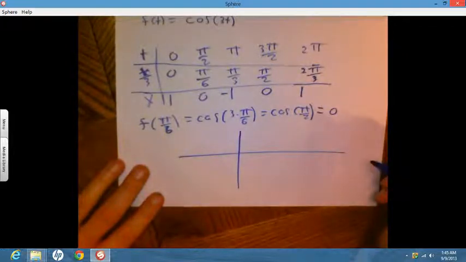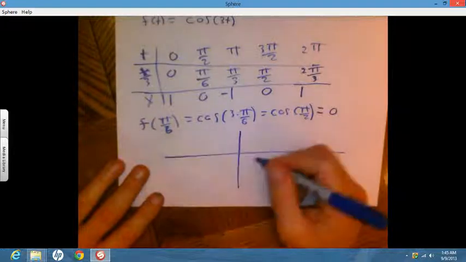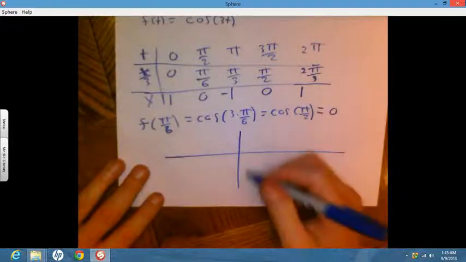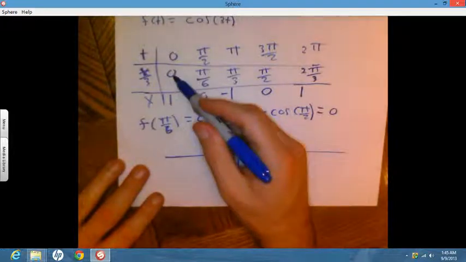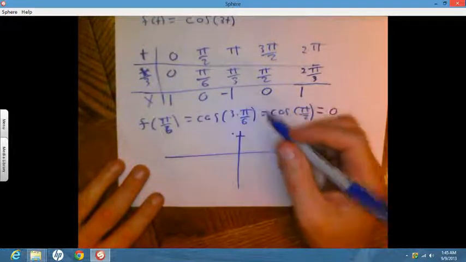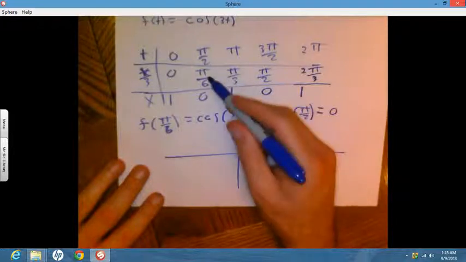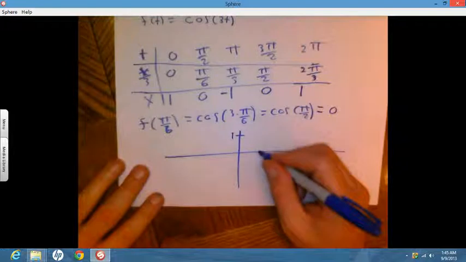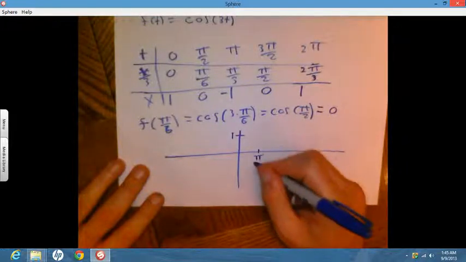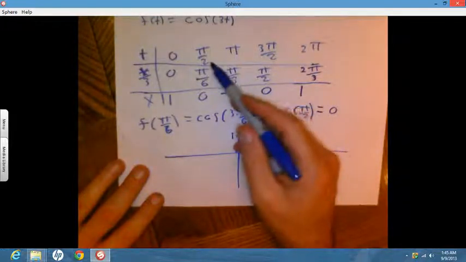the value of the function at 0 is going to be 1. At pi over 6, the value of the function is going to be 0. Now notice before it didn't get to 0 until 90 degrees. Now it's going faster, it's already 0 at pi over 6.